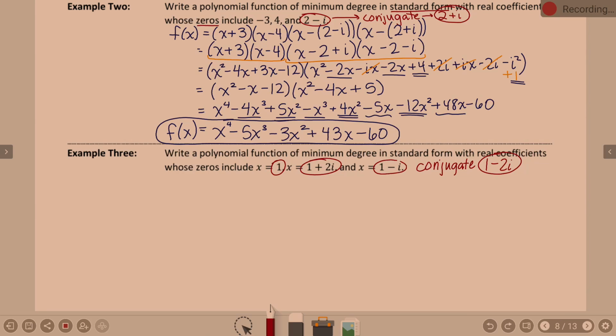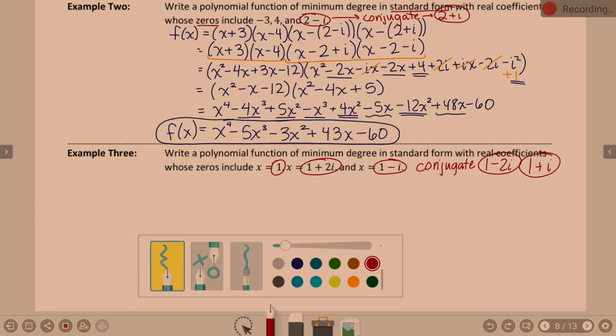When we use 1 minus i, we need to use 1 plus i. Now, as you set these up, for our sanity, it is important that you put the conjugates next to each other, right? Putting the conjugates next to each other is going to cancel your i's out the quickest. Otherwise, you're making more work for yourself if you're not putting the conjugates with each other. Okay, let's write out what we have here.